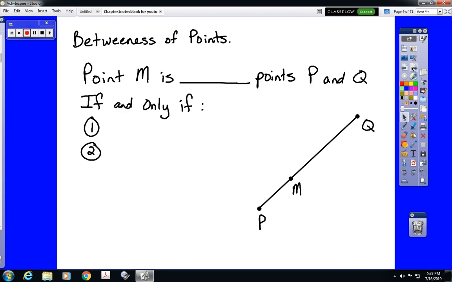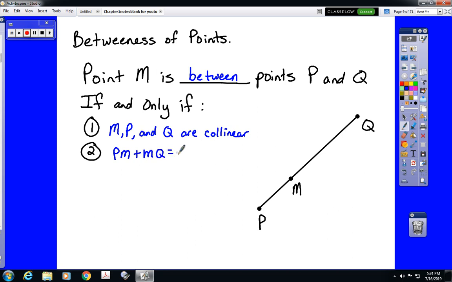Moving on to the idea of betweenness of points, and we will formalize this later in the course with a postulate, which is another thing we haven't discussed yet. We say that point M is between points P and Q if and only if M, P, and Q are collinear and the length of PM plus the length of MQ equals the length of PQ. Those two things are required for this idea of betweenness of points.